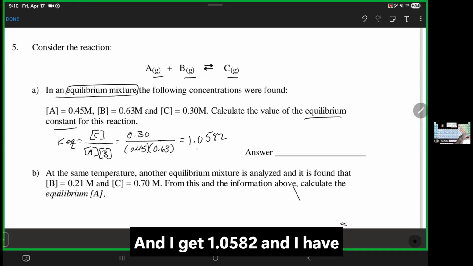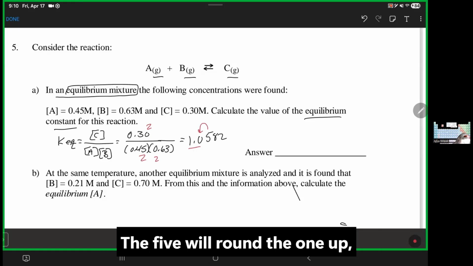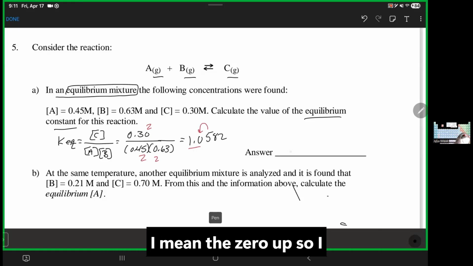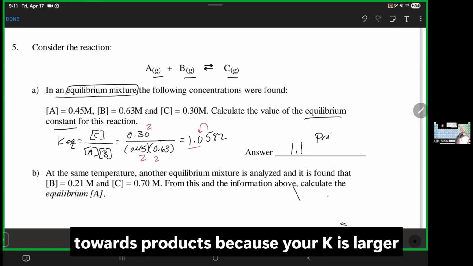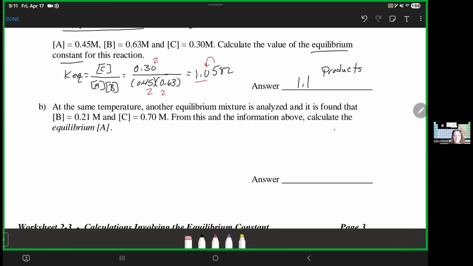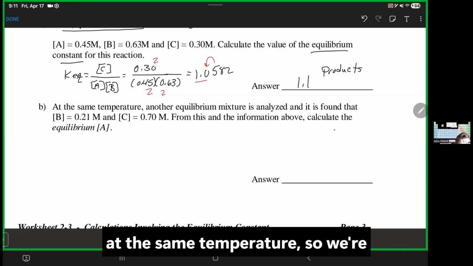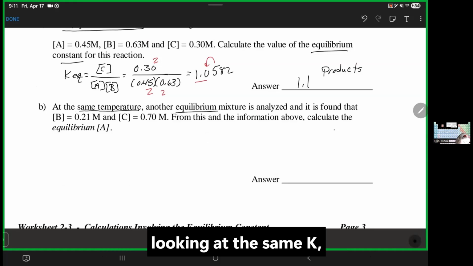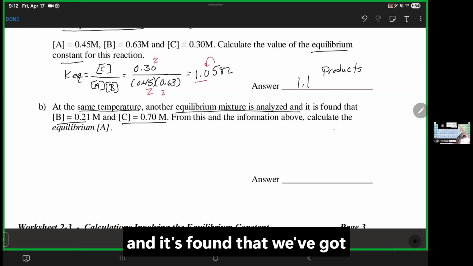And I get 1.0582, and I have 2 sig figs, 2, 2, so 2 in my answer. The 5 will round the 1 up, the 0 up, so I get 1.1. So this one lies more towards products because your K is larger than 1. Okay, and so now we have the same temperature, so we're looking at the same K, and another equilibrium mixture is analyzed, and it's found that we've got these concentrations.